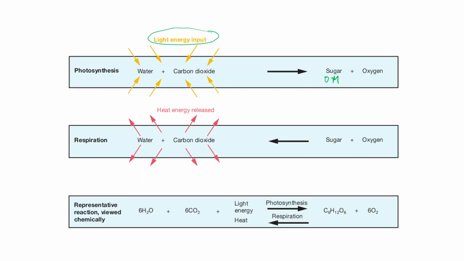And the opposite of this is respiration. It is just the reverse reaction, where oxygen reacts with that sugar or glucose and breaks it down to release water, carbon dioxide, and energy in the form of ATP and heat. Chemically, the reaction is 6H2O plus 6CO2 plus light energy gives C6H12O6 plus 6O2 in photosynthesis, and C6H12O6 plus 6O2 gives H2O plus CO2 plus heat energy in respiration.